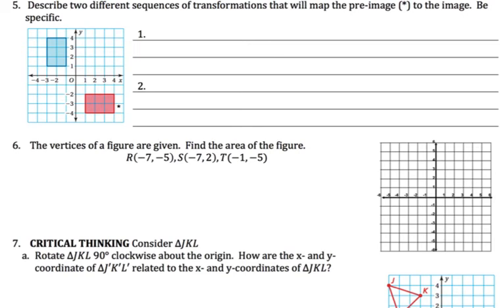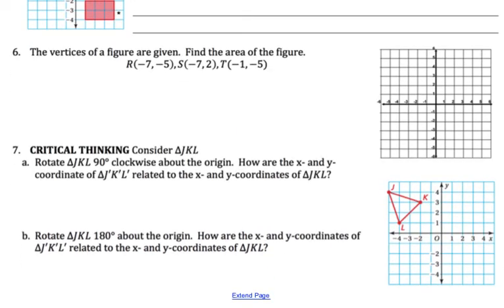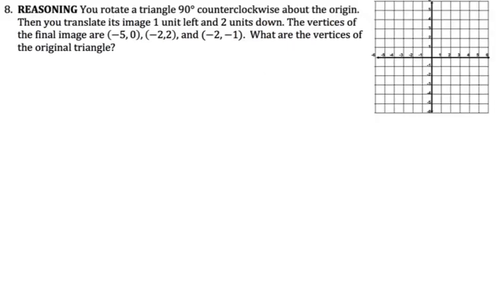Okay, number 6. The vertices are given. Find the area of the figure. You're going to want to graph that and then find its area. Since it has 3 points, it's going to be a triangle. Remember, triangles are 1/2 base times height. Number 7, critical thinking. This one's asking about the coordinate rules, but we actually went over the coordinate rules. So once you read it and realize what it's asking, the answers are right there in your notes, because they're the coordinate rules for 90 degrees clockwise and the one for 180 clockwise or counterclockwise.